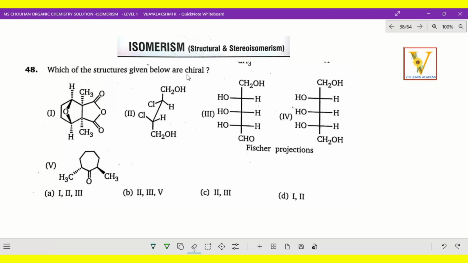Given below are chiral. See again the same question, different compound. So here chiral means optically active, a non-superimposable mirror image. POS, COS will be absent and it can rotate PPL, plane polarized light. So come on, let us check.